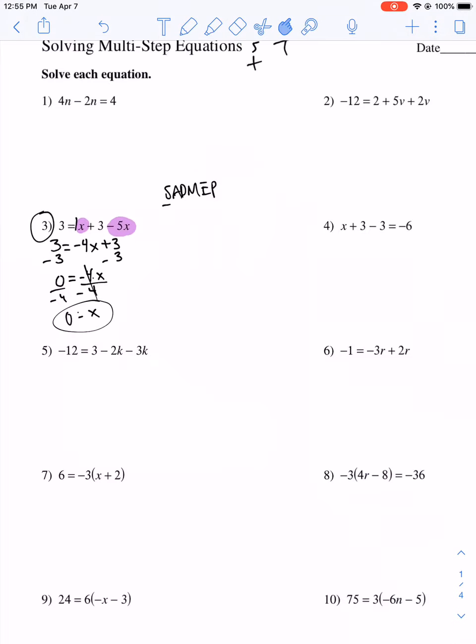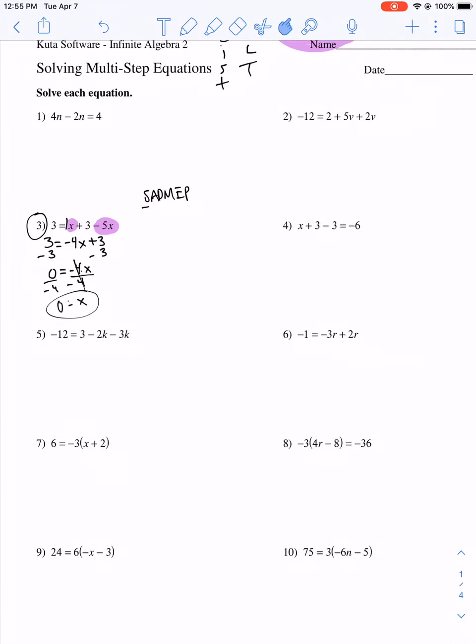Okay. And I know this is some review of Algebra 1, but we thought it would be a good idea, me and the other geometry teachers, to have you guys just kind of look through this stuff again.